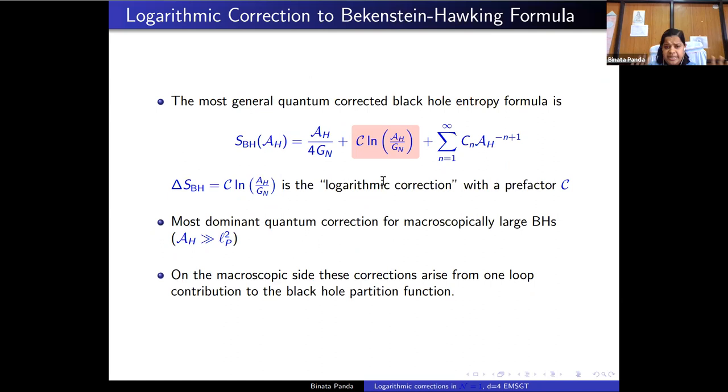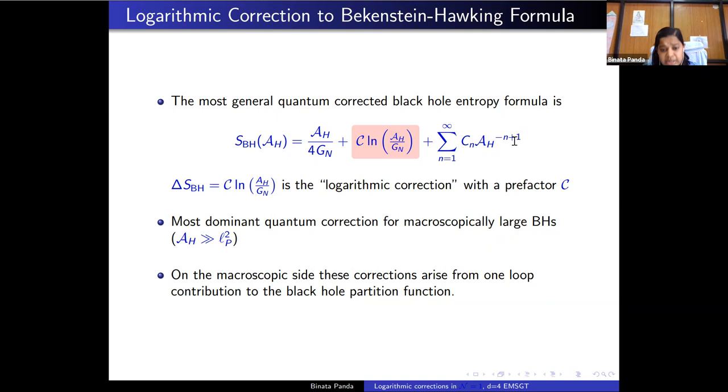In quantum corrections, if you look at the most general quantum corrected black hole entropy formula, you can write it as a power series in the inverse powers of the horizon area. And if you look at the leading order, that will be the logarithmic ones. The first term that I have highlighted is the Bekenstein-Hawking formula. In the large charge or large size limit, for macroscopically large black holes, the next term is proportional to the logarithm of the area. Even for macroscopically large black holes, large in the sense that the area is larger than the Planck scale, in units of Planck scale, this will be the leading correction. For smaller black holes, the power law will dominate.